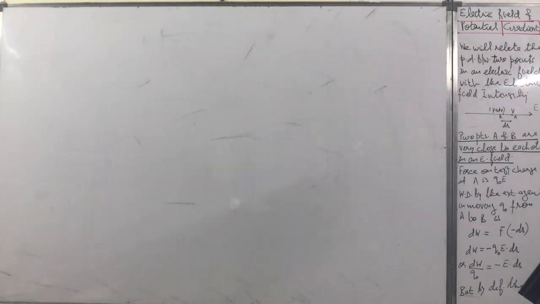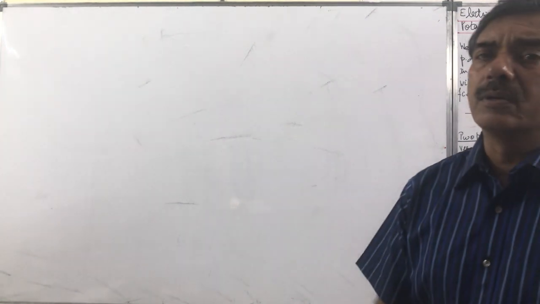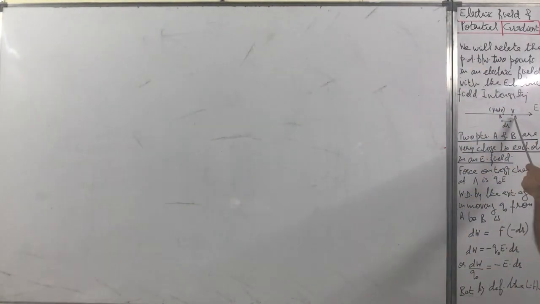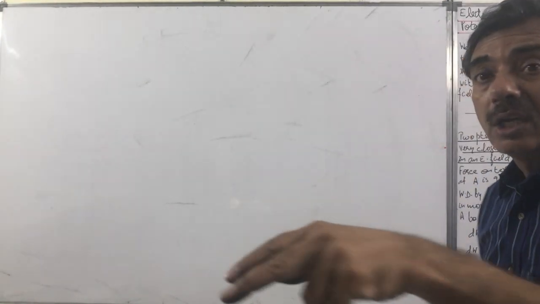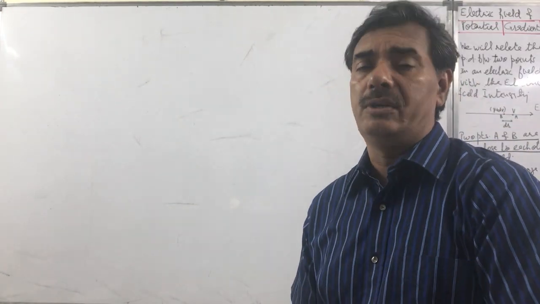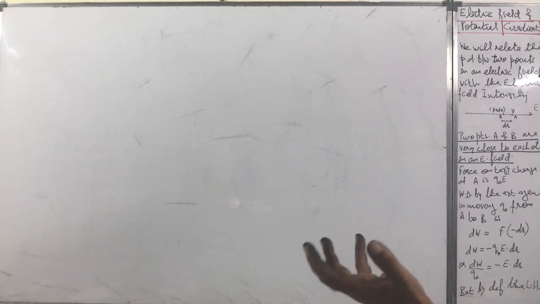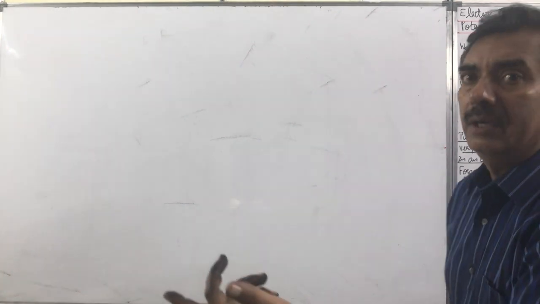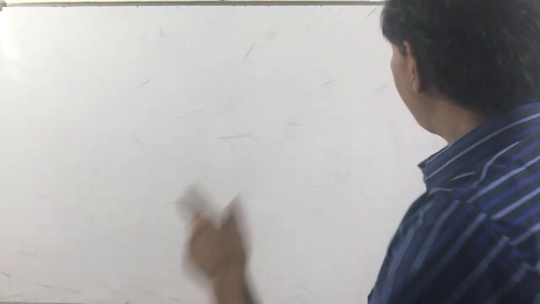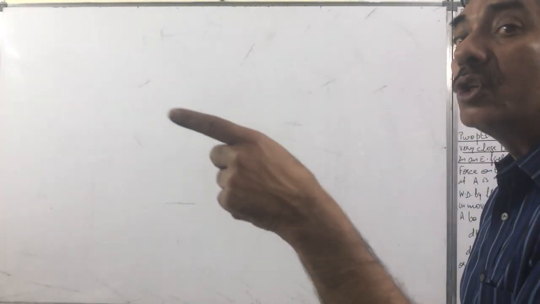In an electric field, the point A is at the potential V, and the point B is at the potential V plus dV. Let me consider a test charge Q naught. If I have a test charge Q naught at A, then the force acting on the test charge at A is Q naught into E, and this force will be along the field. To keep this charge in equilibrium, I will have to take the help of an external agent. The external agent will have to apply a force Q naught into E opposite to the field to hold this charge Q naught in equilibrium, because I have to move the charge from A to B, keeping the charge in equilibrium.